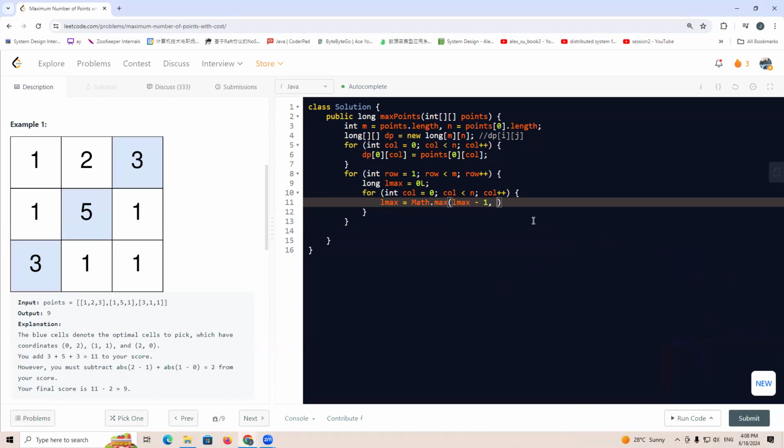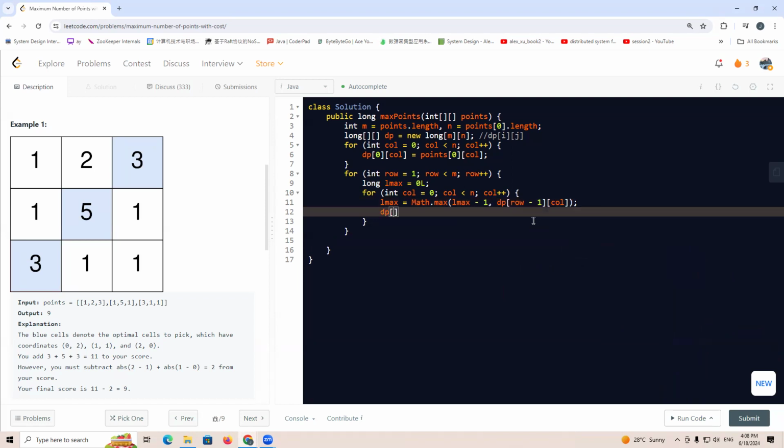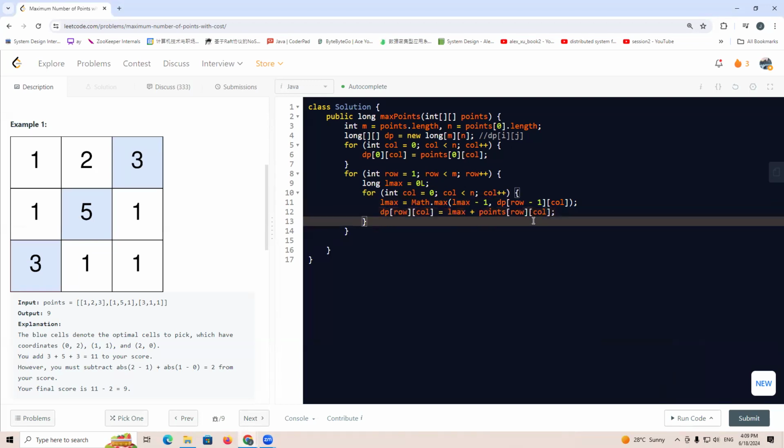And also we have a new variable that is dp row minus 1 column, right? So we'll say every dp row column should be left max plus points row column. This is from the left to right direction.